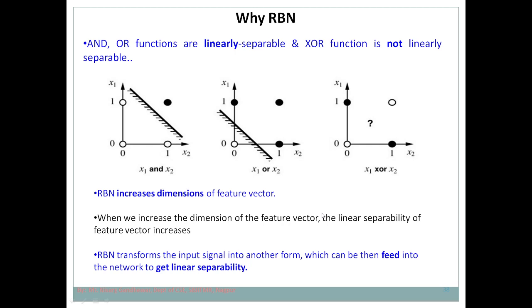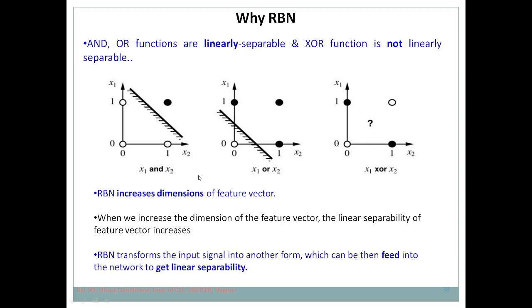So in this case suppose your data is not linearly separable, then you will try to increase the dimensionality, you need to increase the dimensions of the feature vector. And for that purpose you can make use of a radial basis network. A radial basis network can be used to increase the dimensionality of a feature vector, so that you can bring your dataset into linearly separable form, so that you can use it for classification purpose.